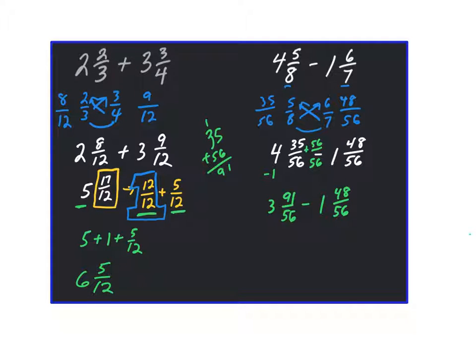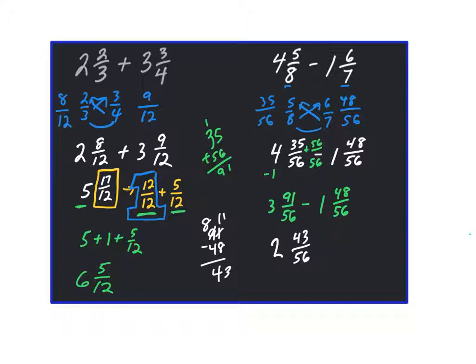So there's our new problem. Now it looks like we can handle this. We have 3 and 91/56 minus 1 and 48/56. We can subtract our whole numbers, which gives us 2. And then we have 91 minus 48. A little borrowing here. And we get 43 over 56. It was a lot of work, but that is our answer there. So we get 2 and 43/56.